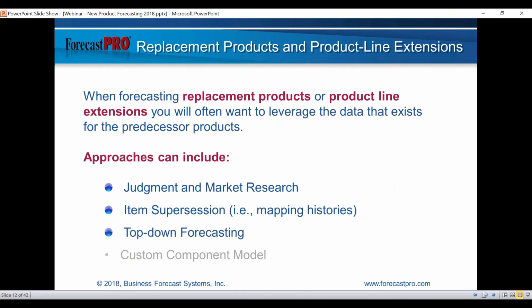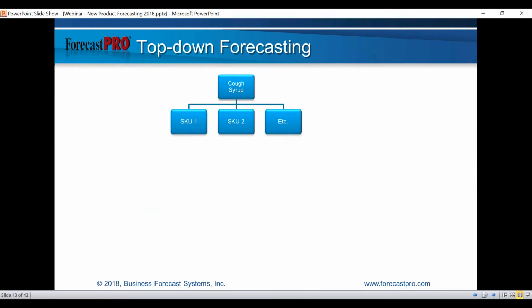So next we're going to talk about top-down forecasting. This is very similar to item supersession in that it's really focusing on leveraging your existing data for predecessor products or products that are still out there in the market at the same time. So again, the idea here is that there are a lot of categories where you have a lot of line extensions coming in, you have products being phased in, new products coming in with just subtle little changes to the existing products. And frequently, we can think of all those SKUs or items falling into a single product group.